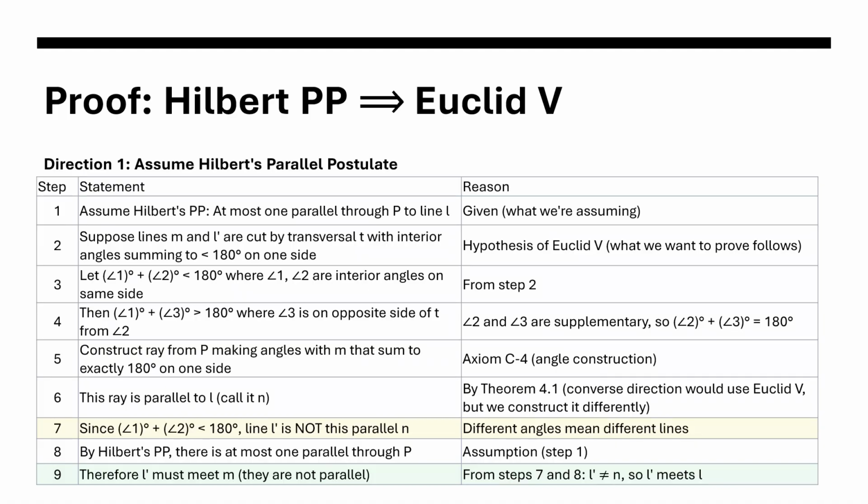So this is our conclusion. Since L prime is not the unique parallel N, it must meet L. So this is exactly what Euclid's fifth says. Okay, so we have now one direction, or direction one. So the key is constructing the unique parallel explicitly, then showing any line with different angles must meet the original line.